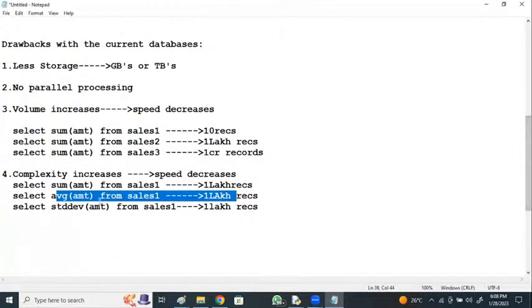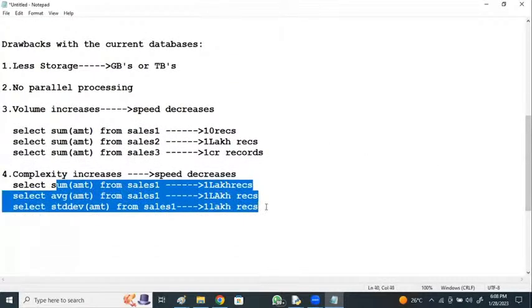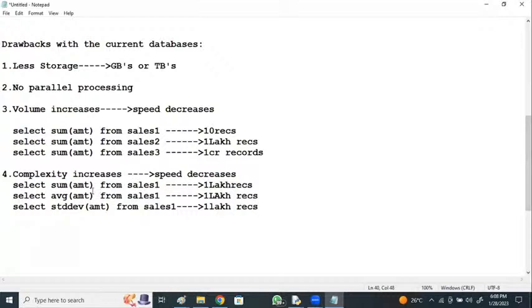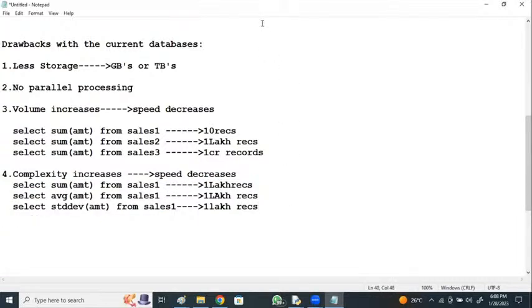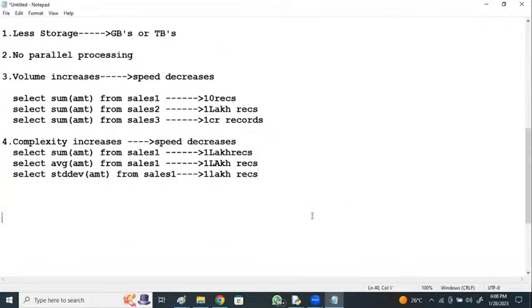So query to query, as complexity increases, speed decreases. And the major drawback with databases is that they can handle only structured data. They cannot handle unstructured or semi-structured kind of data.